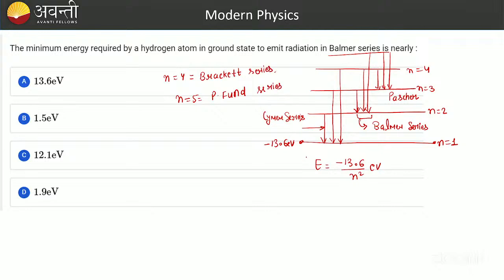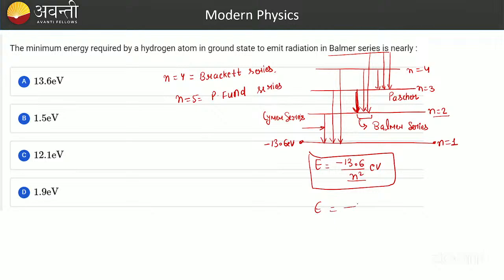And there is another formula to calculate the energy: E equals minus 13.6 upon n square. Now we know that for the Balmer series n equals 2, and that will be the minimum energy required, for this transition which is happening from state 3 to 2. For the Balmer series, we need to put n equals 2, because ultimately the spectral line that we are getting is for the n equals 2 state.